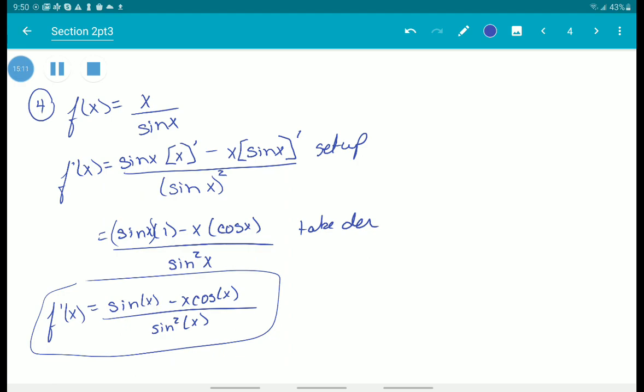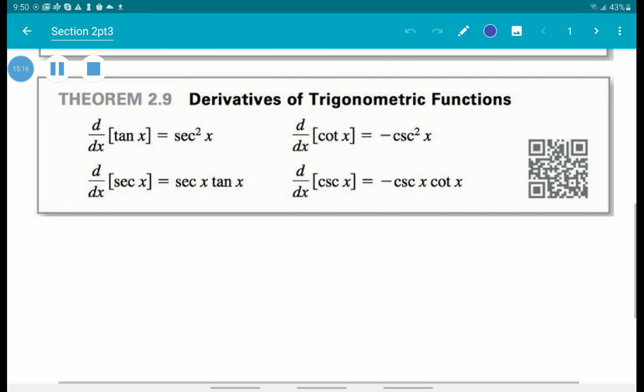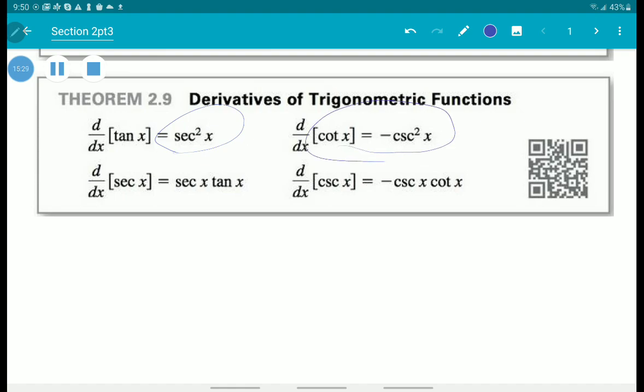So we've looked at product rule, quotient rule. Now let's look at some derivatives of trigonometric functions. If we want to take the derivative of the tangent function, it's going to be equal to secant squared. The derivative of cotangent is negative cosecant squared of x, or negative 1 times cosecant squared of x. Derivative of secant is secant tangent. Derivative of cosecant is negative cosecant cotangent. So we could derive any of these really using that quotient rule.